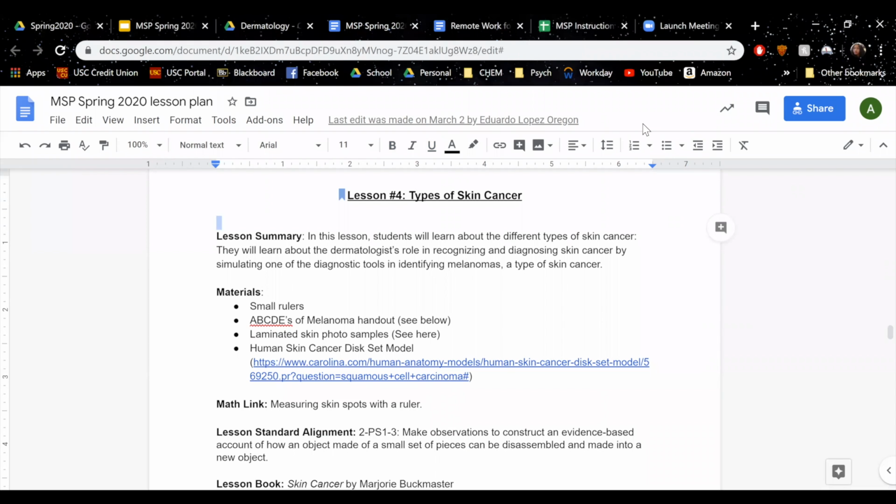So we have lesson 4 of dermatology, the final lesson, which is types of skin cancer. In this lesson, students are going to be learning about the different types of skin cancer, but more specifically how physicians and dermatologists recognize and diagnose it by looking at different melanomas.